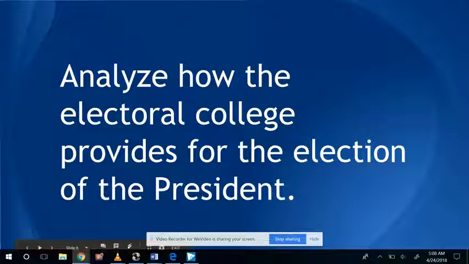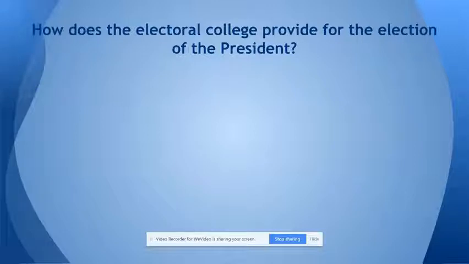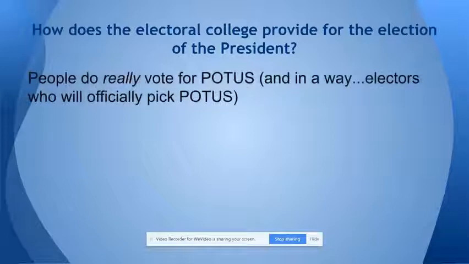Hi, everybody. After watching this video, you should be able to analyze how the Electoral College provides for the election of the president. In order to analyze the Electoral College, you should know how it works. So here's how it works. In some sense, when people vote for the president, they are kind of picking electors who will officially pick the president at a later date.